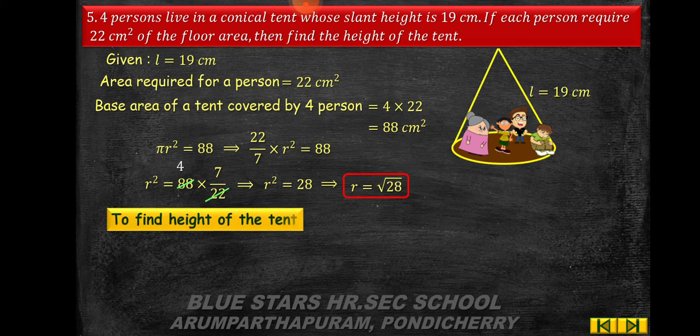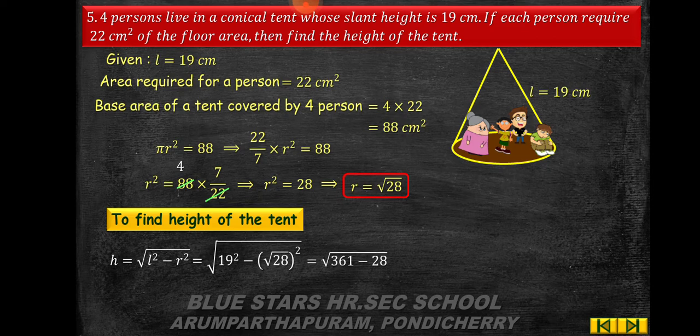Next, you have to find the height of the conical tent. So to find the height of the tent, h is equal to root of L square minus r square. Now we know the value of L and r. So h is equal to root of 19 square minus root 28 the whole square, which is equal to root of 361 minus 28, as the square and square root get cancelled. So h is equal to root of 333.